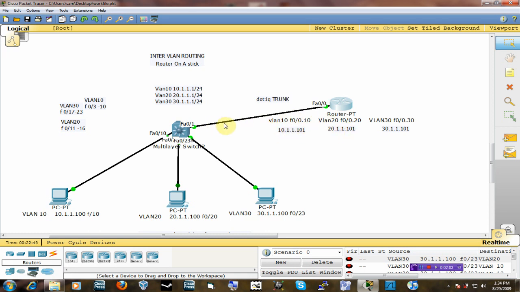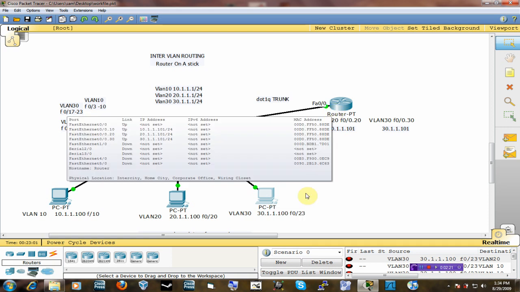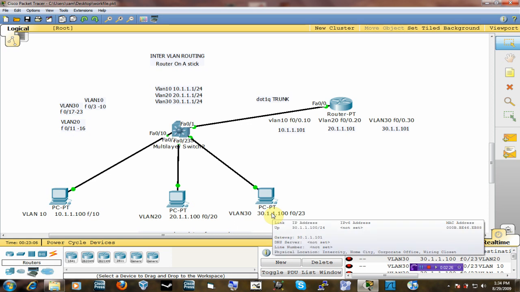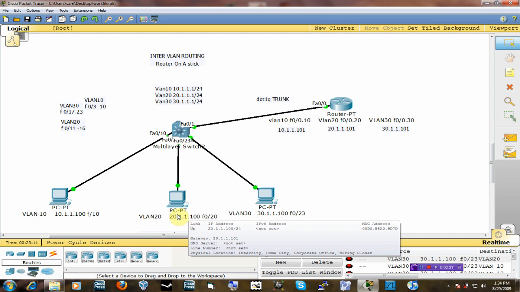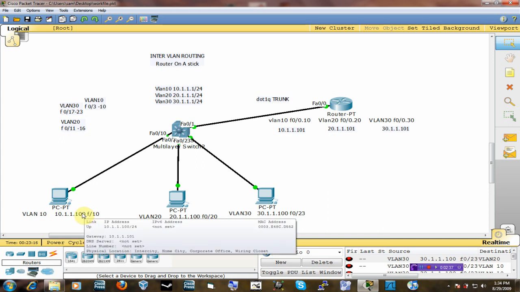The other thing that I need to point out to you is that every host over here, this host is in VLAN 30, and his gateway is supposed to point to a sub interface that is in that VLAN on that router. Okay, so VLAN 30 has to have a gateway that is that. A VLAN 20 host will have to have a gateway pointing to the sub interface on VLAN 20. VLAN 10 computers will have to have a gateway pointing to the sub interface for VLAN 10.